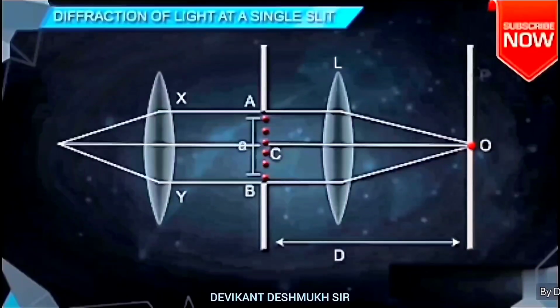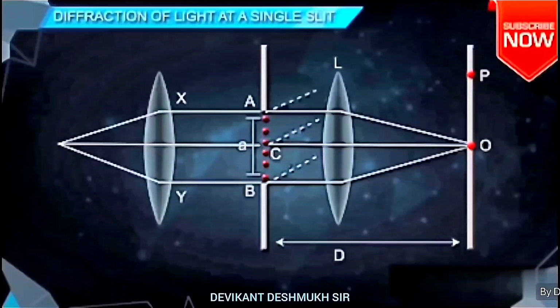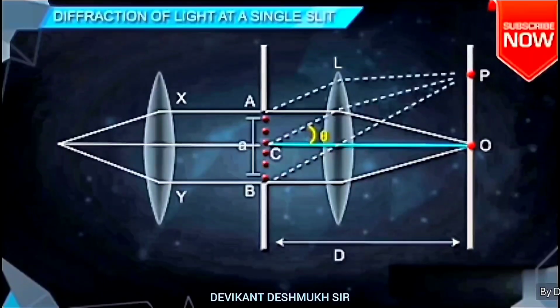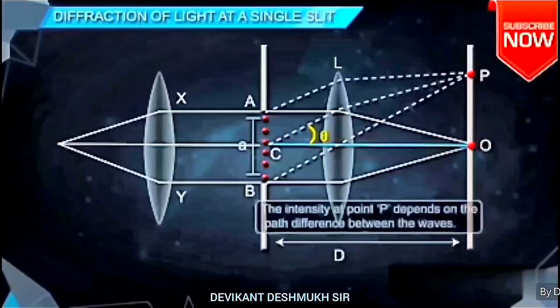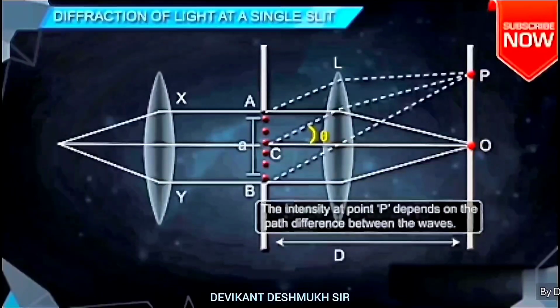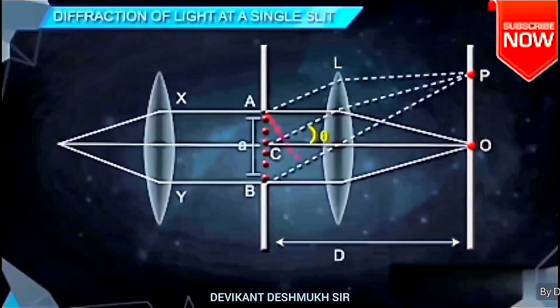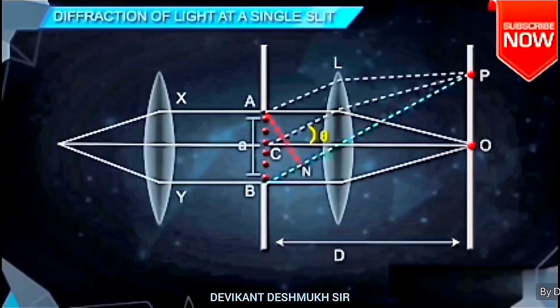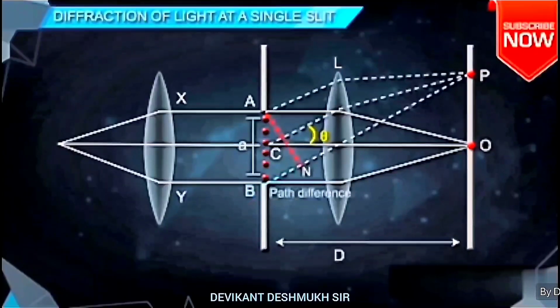Let us consider another point P. The secondary waves from the slit make an angle theta with the CO in reaching point P. The intensity at point P will be decided by the path difference between light from extreme points A and B. To obtain this, draw a perpendicular from A on the diffracted wave from B at N. Therefore, BN represents the path difference of light from A and B at P.